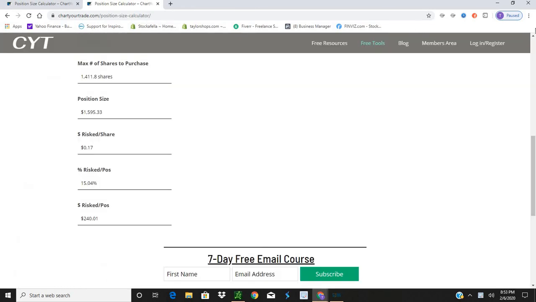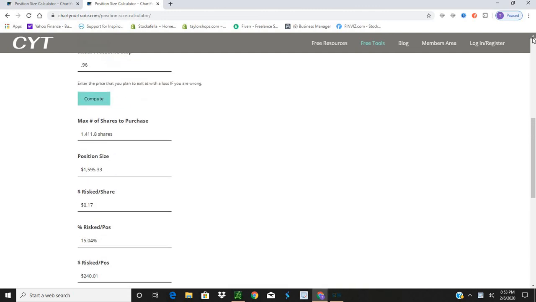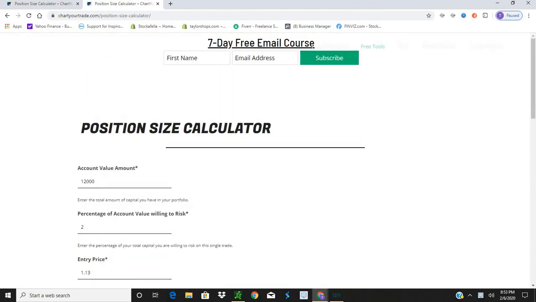So you guys kind of get it. This is not a 5-star trade. I just wanted to do a quick example of how to manage risk reward.